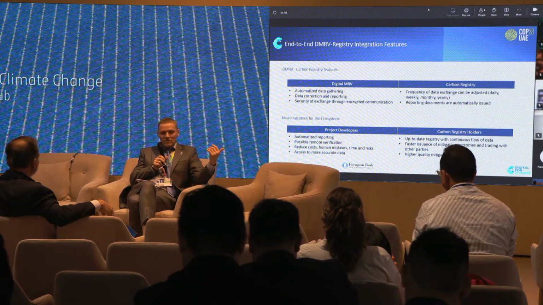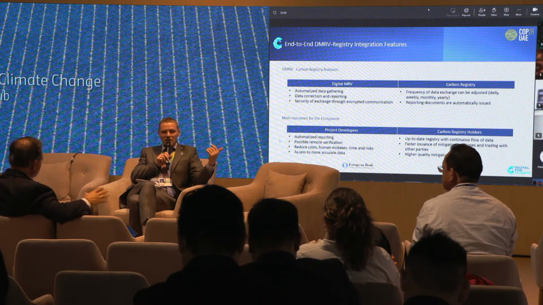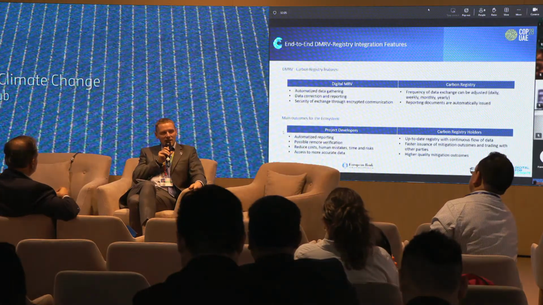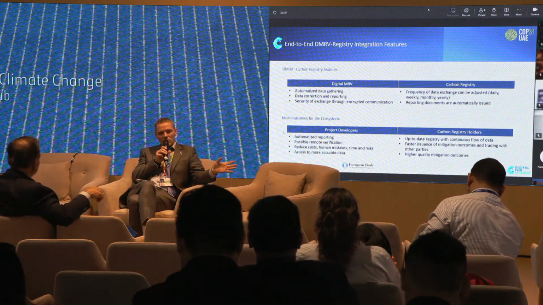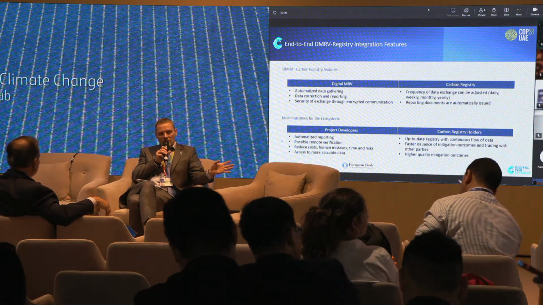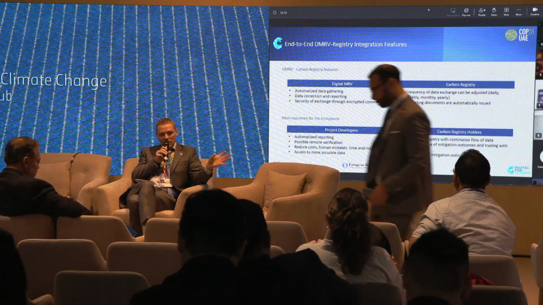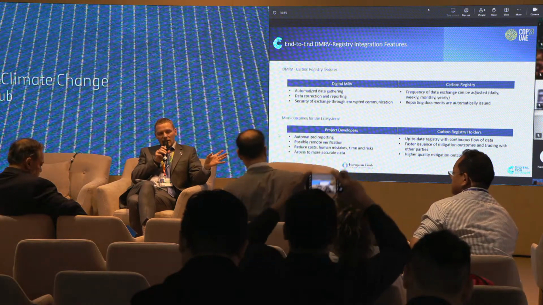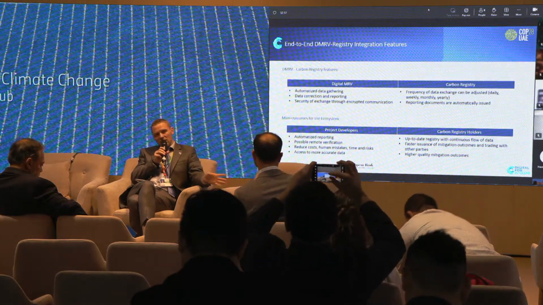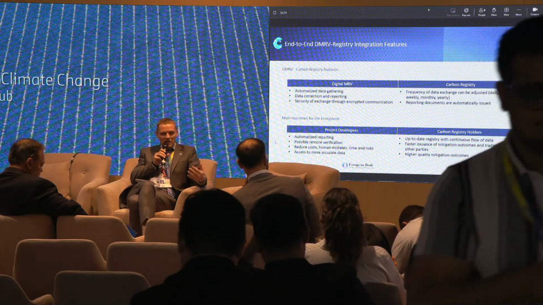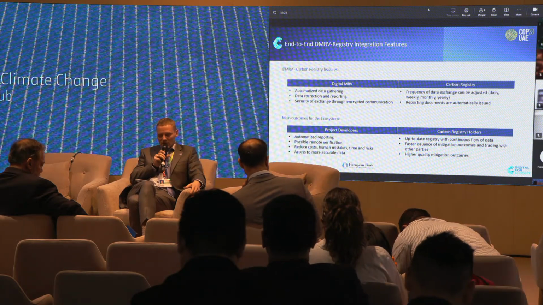Basically, what we've demonstrated here is there's a lot of flexibility in terms of structuring this. So we've shown the daily transfer of data, daily carbon credits being generated in the digital MRV system and then transferred into a registry for issuance. But that frequency can then be either scaled up or down depending on the needs of the project.